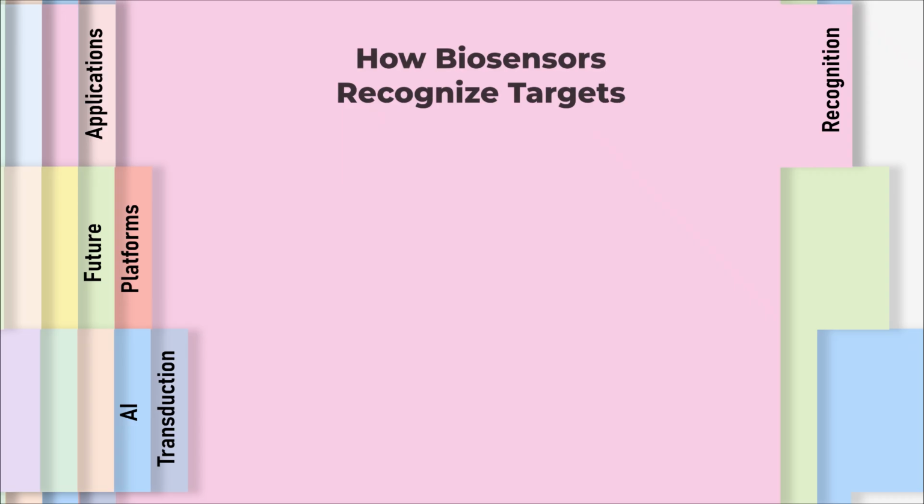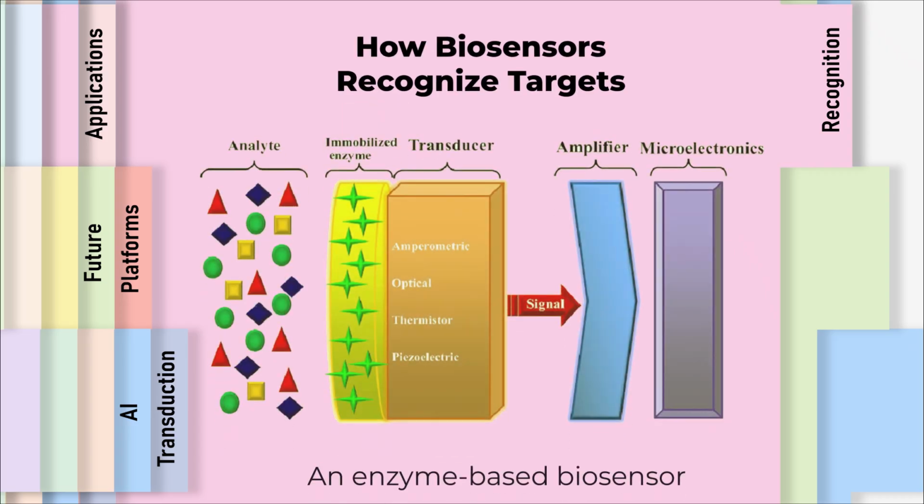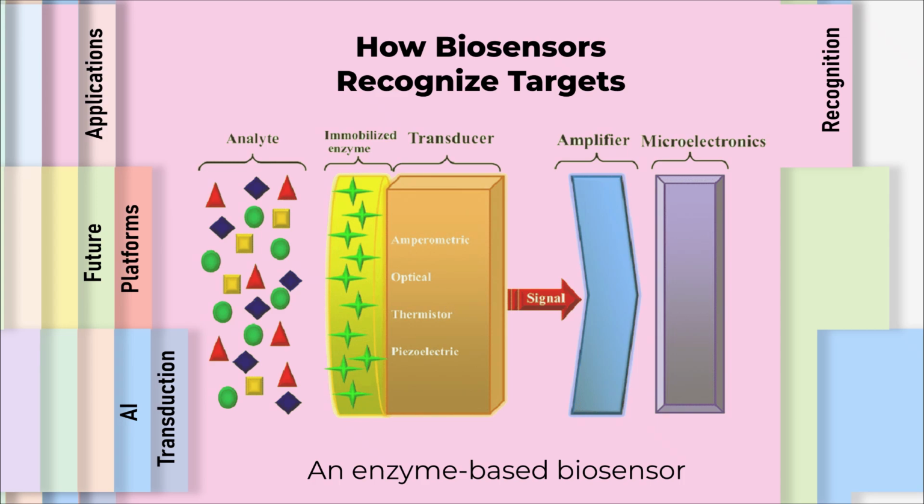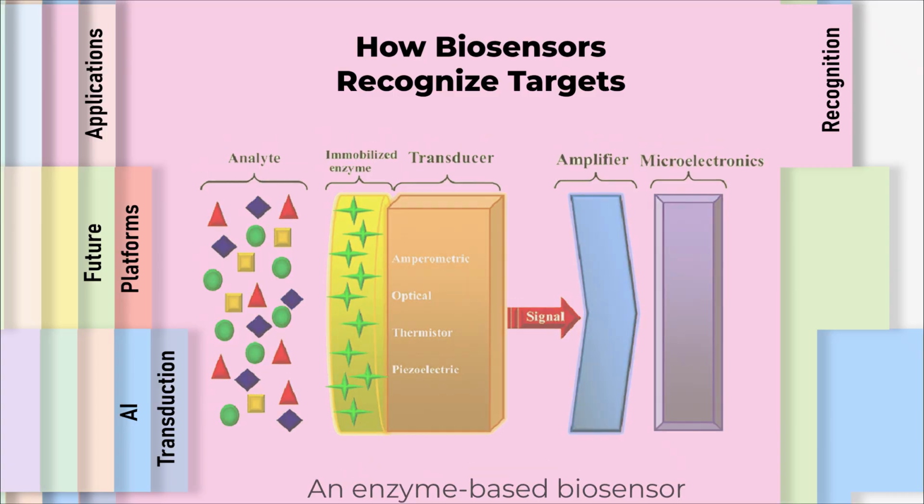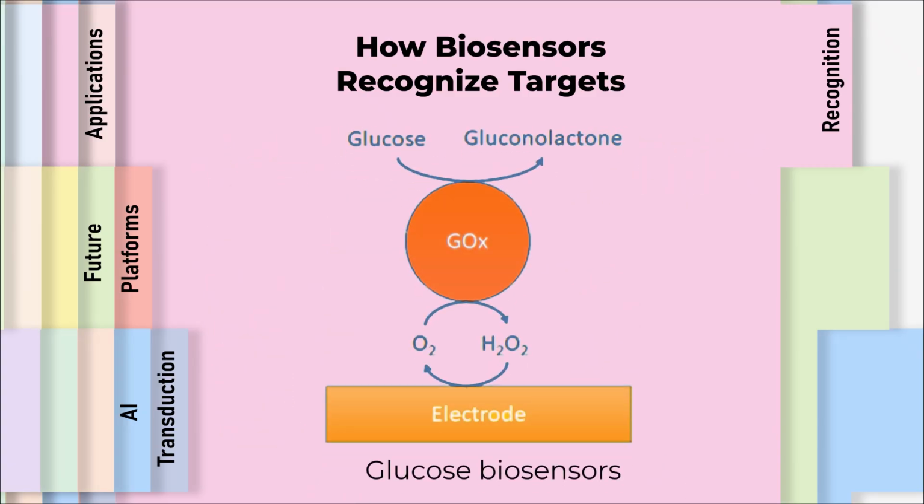How biosensors recognize targets. Recognition elements determine how the biosensor identifies its target. In enzyme-based biosensors, the enzyme catalyzes a reaction with the analyte. For example, glucose oxidase catalyzes the oxidation of glucose to glucolactone and produces hydrogen peroxide, or H2O2, as a byproduct. The amount of H2O2 directly relates to glucose concentration. However, enzymes are sensitive to temperature and humidity, so calibration is necessary to maintain accuracy.